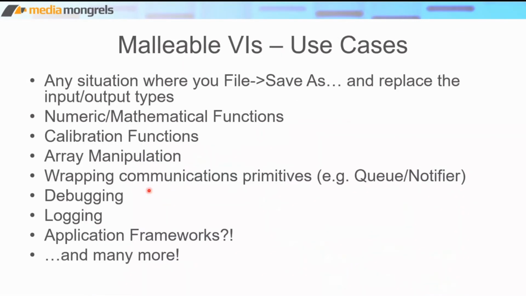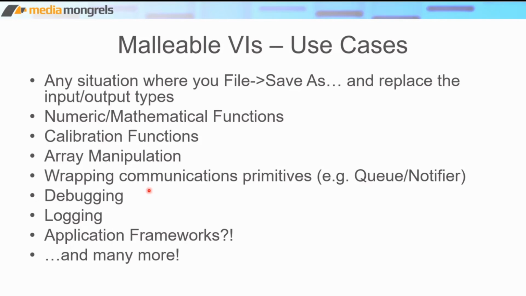So here are some use cases where I think they're useful. If you've ever looked through your code and seen a VI and thought, oh, I want something that does this, but with a different data type, so you've gone File, Save As, and created essentially the exact same VI, just with different input and output terminal data types, maybe you should have a think about whether Malleable VIs would work in that situation. Things like numeric and mathematical functions.